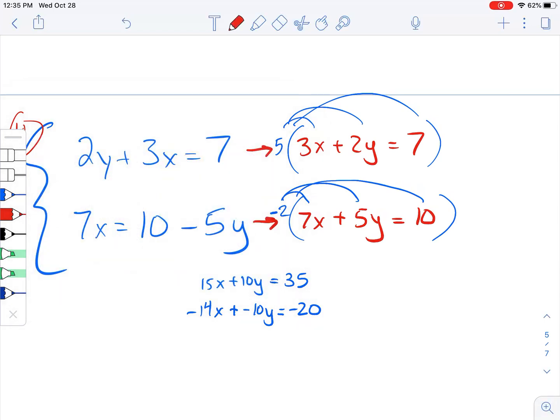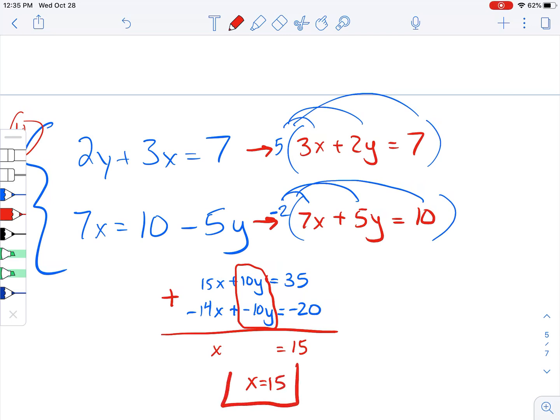Now, because my 10y's are inverses of one another, I just go ahead and add. So I'll get an x plus a 0 equals 35 plus a negative 20, so that's a 15. That was sweet, just popped out. X equals 15. Awesome, I'll take it.